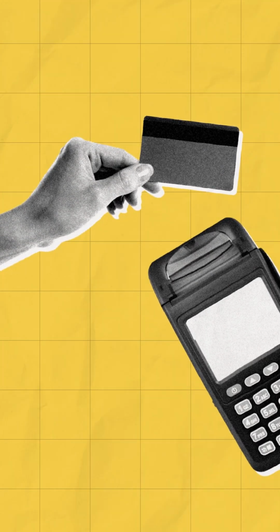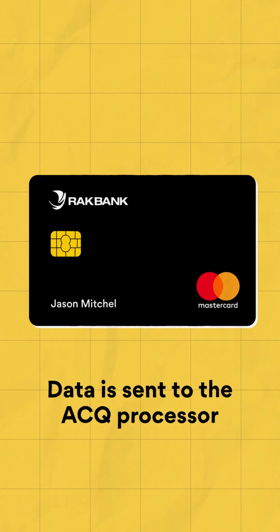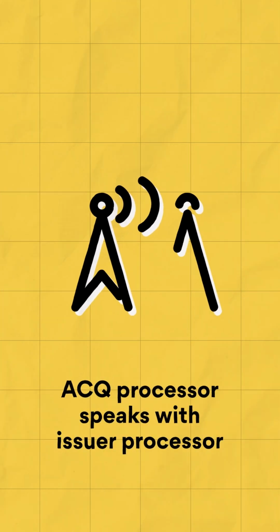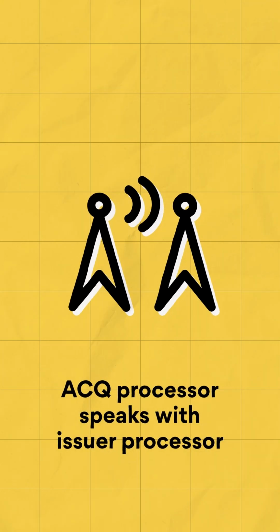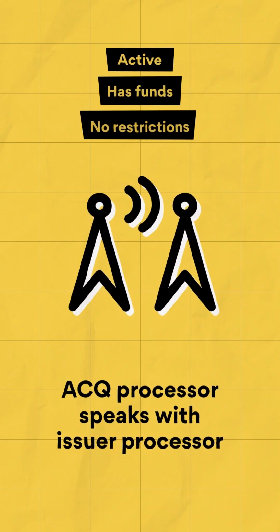Going back to our transaction, after the card is tapped, the acquirer processor checks the card and determines the bank and network that the card is requesting to use. Then, it sends the information to the bank via the network to the issuer processor to check that the card is active, has funds, and doesn't have any restrictions.